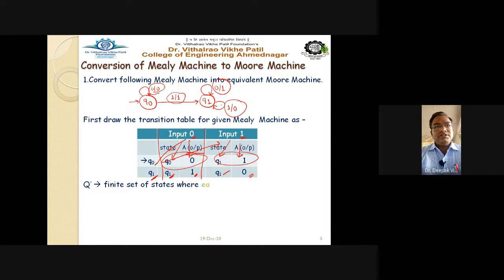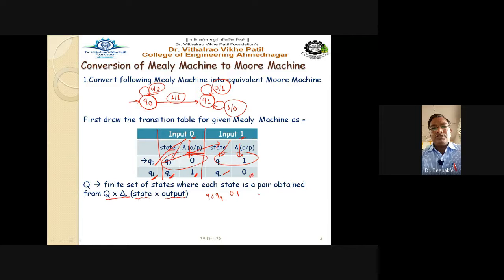Now second is q dash. What we have to find out here? We have to find out the q dash, that is the resultant set of states for the resultant Moore machine. So it is a finite set of states where each state is a pair that is obtained from q into capital delta, that is nothing but your state into output. So how many states are there? There are states Q0 and Q1. And how many outputs are there? There are outputs 0 and 1.